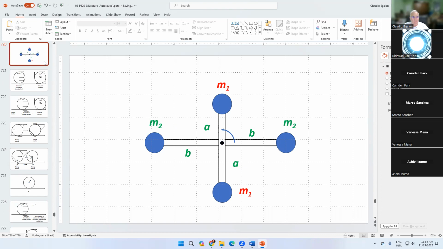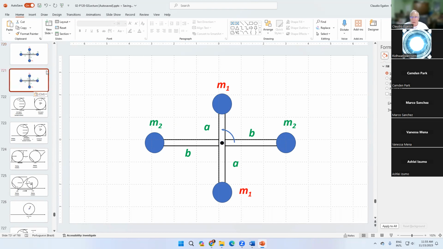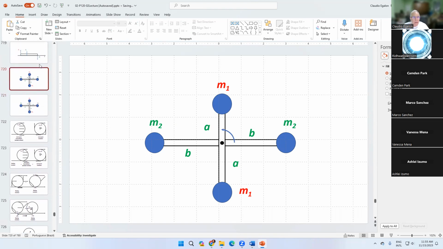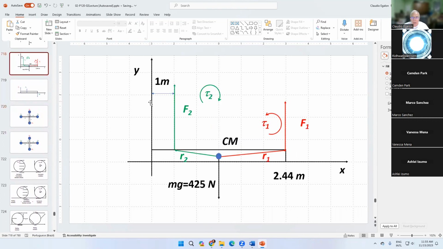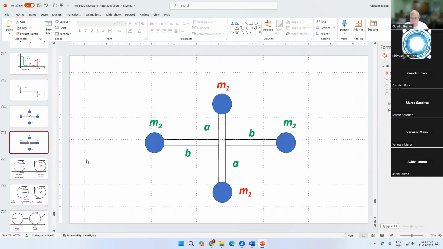We're going to do this problem, and then a different problem in which the axis of rotation is not going to be this one here, but this one here. Two different problems. Same configuration, but different axis of rotation. Find the moment of inertia for this configuration.